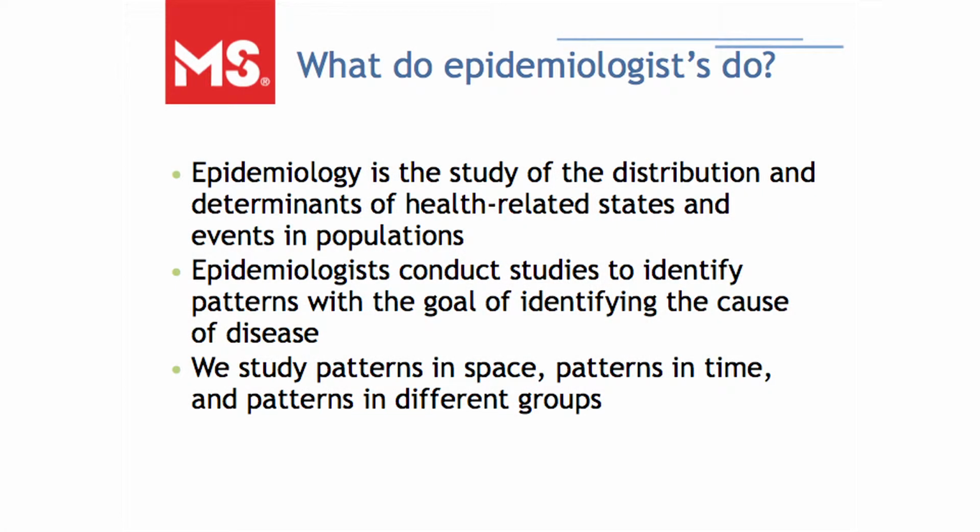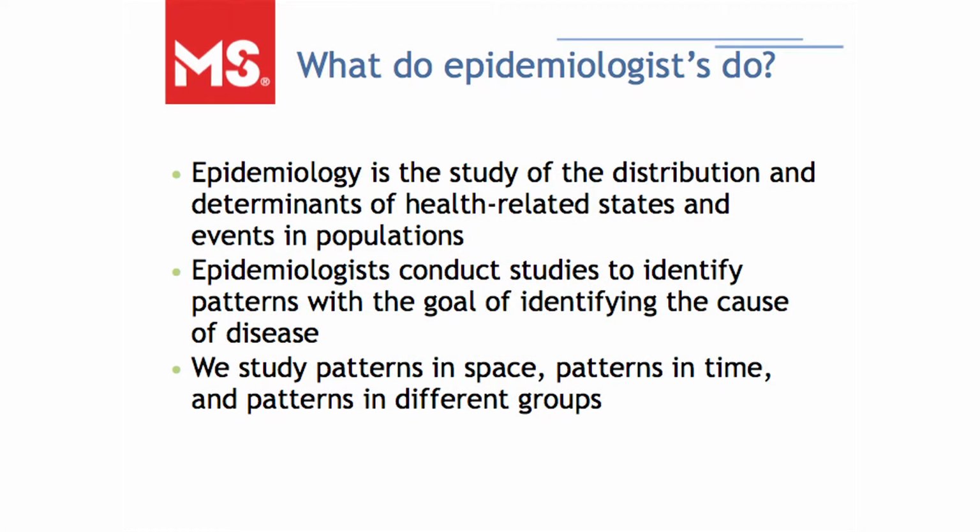So what do epidemiologists do? We look at the distribution, or if you like, the pattern of health-related states and events, diseases, and populations. So one of the simplest things that epidemiologists do is actually look at maps of countries and look at the frequency of diseases across different countries. And multiple sclerosis is one disease that has quite a unique geographic distribution. It has a different frequency in different countries.